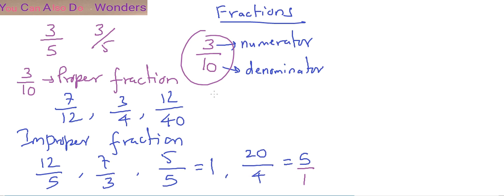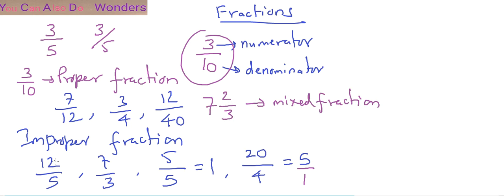Mixed fraction meaning a mixed fraction has one whole number part and a fractional part. See, for example, 7 2 by 3. So this is an example of a mixed fraction. So any improper fraction can be converted to a mixed fraction.